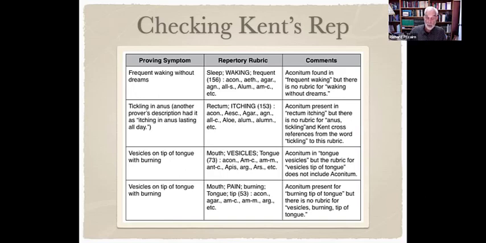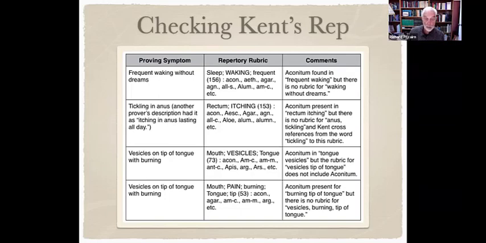Another prover that did this also reported it as itching in the anus. That was the word the other prover used. So we look up rectum itching, with 153 remedies, and aconite is there. Aconite is present in rectum itching, but there's no rubric for anus tickling. And Kent cross-references from the word tickling to the rubric itching.